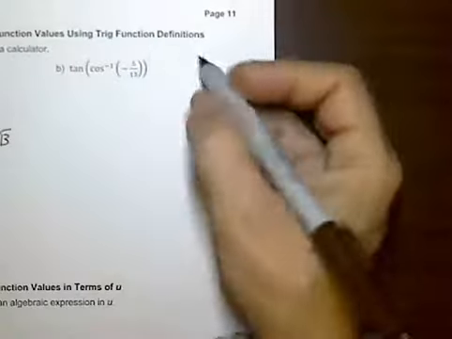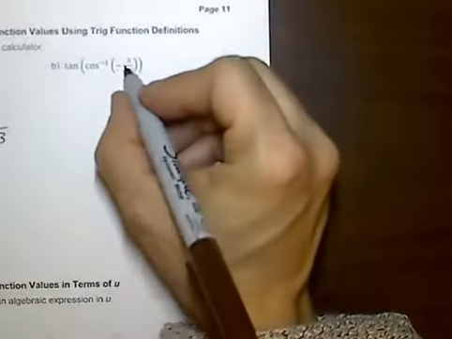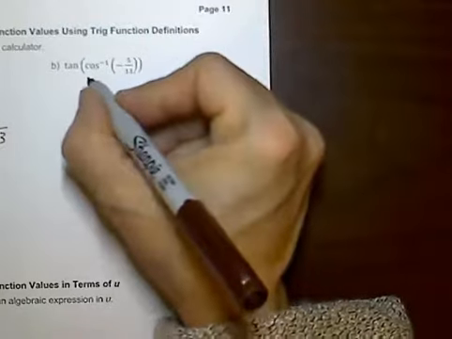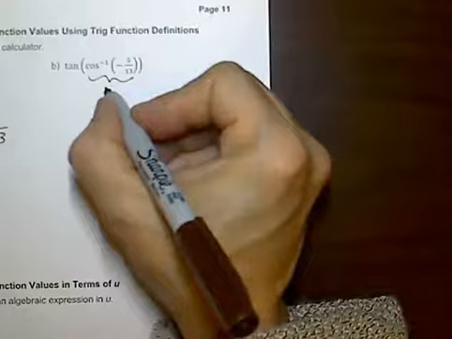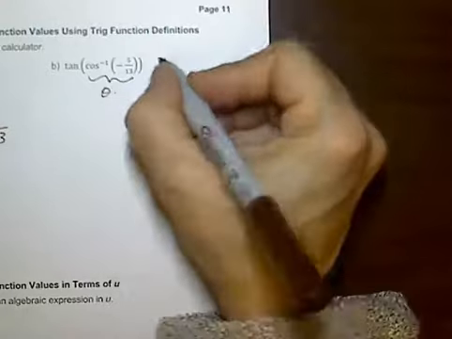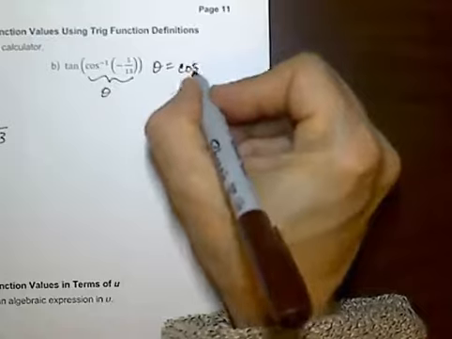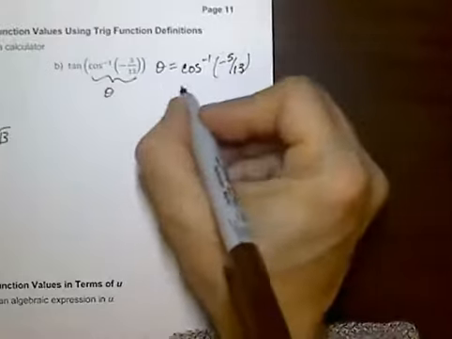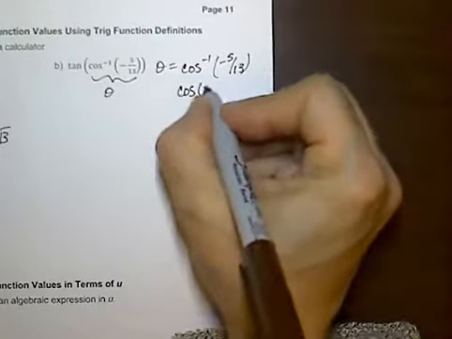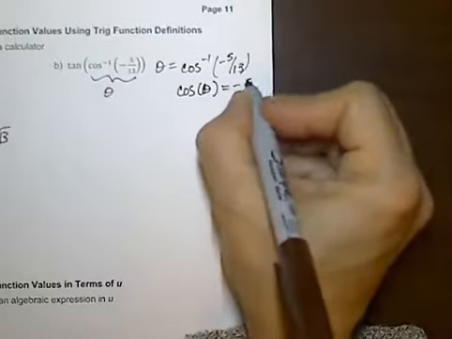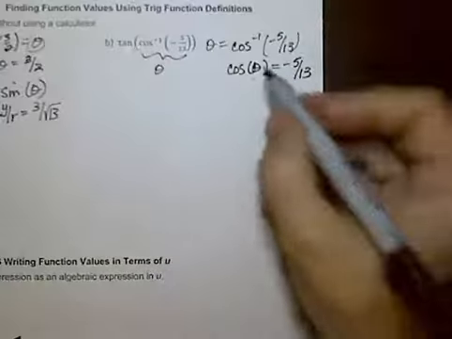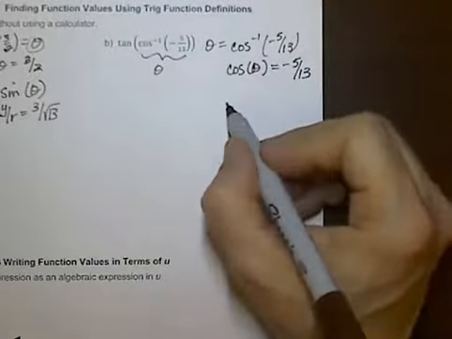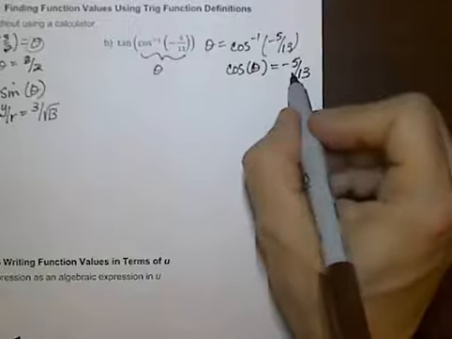For this one, again, we're going to draw this in the xy plane. This time we've got a negative, so we have to figure out where to put it. We're going to take the inside of this and make this equal to theta. So if theta is equal to the inverse cosine of negative 5/13, that means that the cosine of theta is equal to negative 5/13. Now, if we were talking about just inverse cosine, we'd want to put this in quadrant 1 or quadrant 2. Since this is negative, it's going to go in quadrant 2.